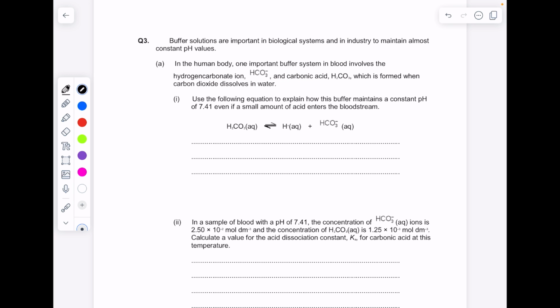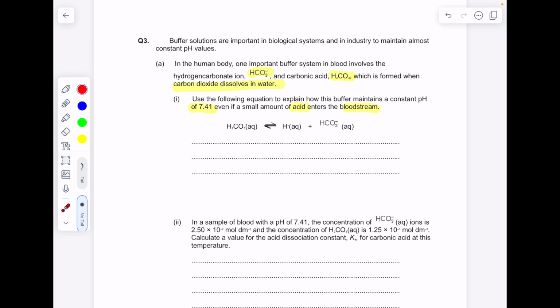Buffer solutions are important in biological systems and in industry to maintain almost constant pH values. In the human body, one important buffer system in blood involves the hydrogen carbonate ion and carbonic acid, which is formed when CO2 dissolves in water. Use the following equation to explain how this buffer maintains a constant pH of 7.41, even if a small amount of acid enters the bloodstream.